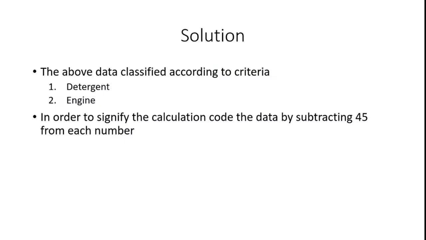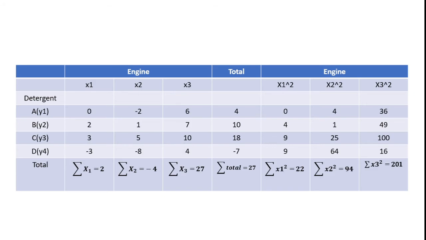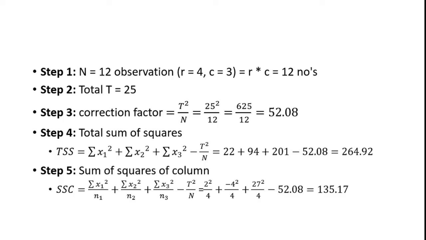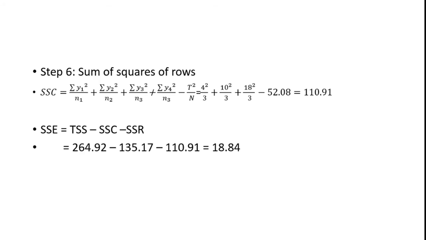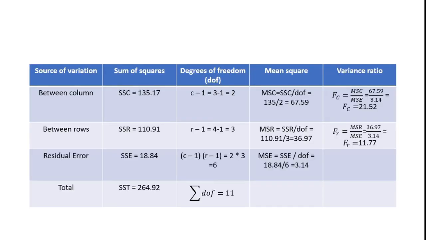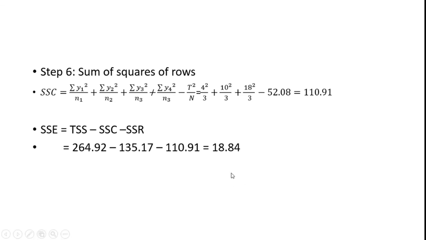Previously, I identified the value of TSS, the total sum of squares, which is 264.92. SSC is equal to 135.17 and SSR is 110.91. So I substitute all the values in the respective equation for the sum of squares of error. Likewise, we may identify the errors available with the table. From that, I get 18.84 as the SSE, the sum of squares of error.